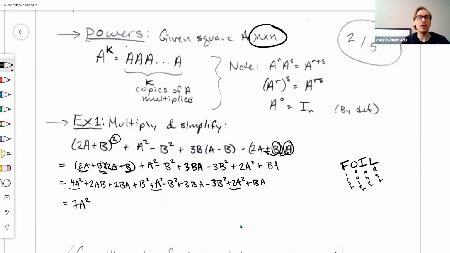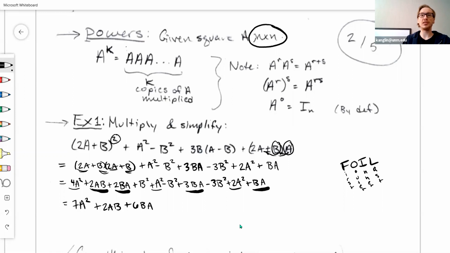Let me gather up my AB terms. I've got 2 of them. That's a BA, that doesn't count here. I've got 2 copies of AB. And that's it, that's all. Now I can gather up my BA terms. I've got 2 of them here, 3 more here, and 1 more here. 2 plus 3 plus 1 makes 6 copies of BA.